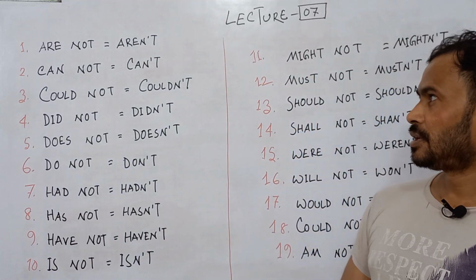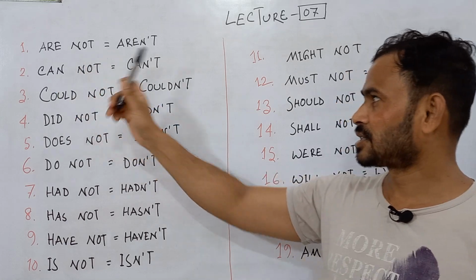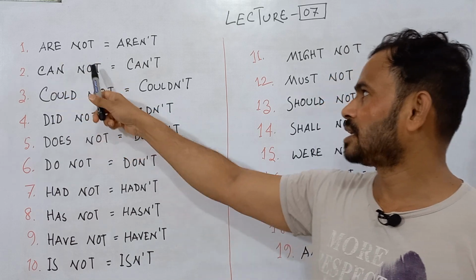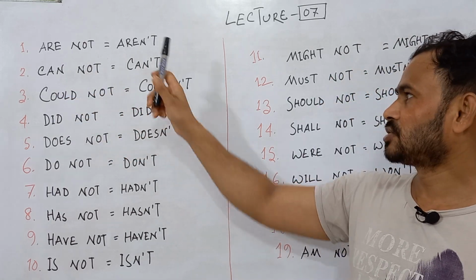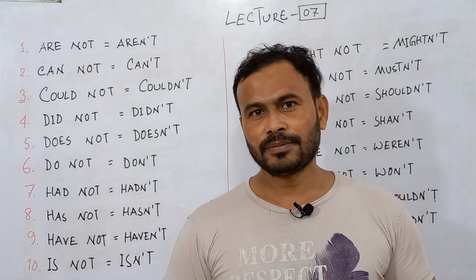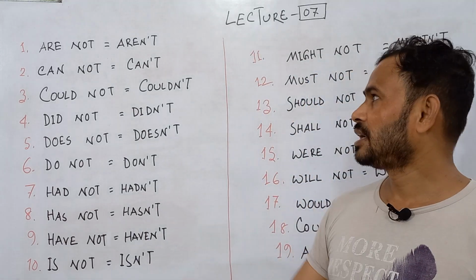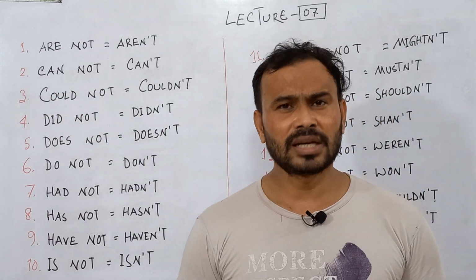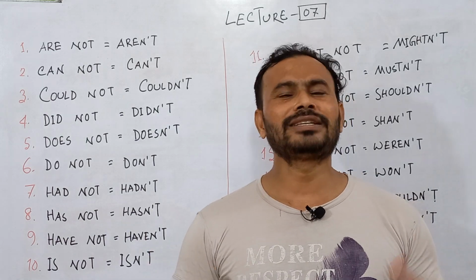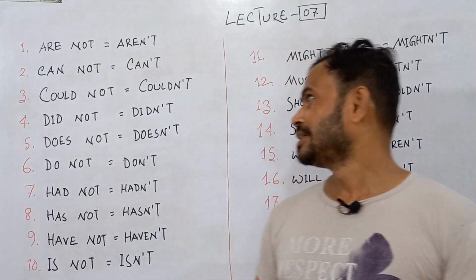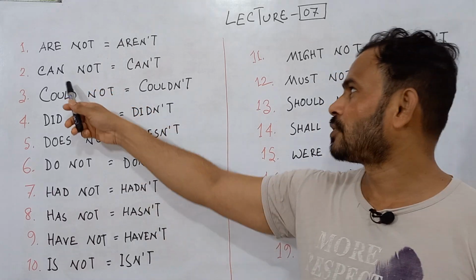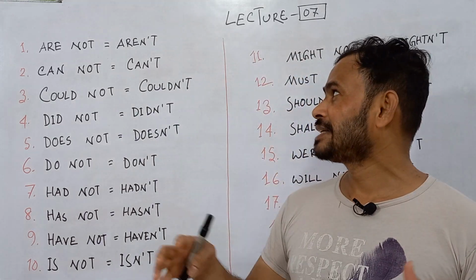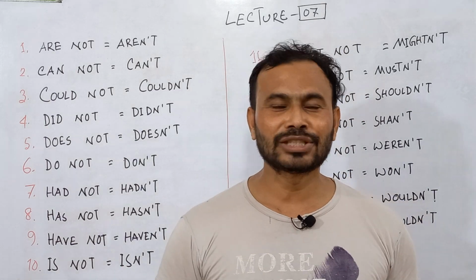So friends, my next phrase is cannot. Cannot, and the contracted form of cannot is can't. Can't. So if we say one sentence for cannot, which is: I cannot do the work. I cannot do the work. If you want to use the contracted form of cannot, we can say: I can't do the work. I can't do the work.